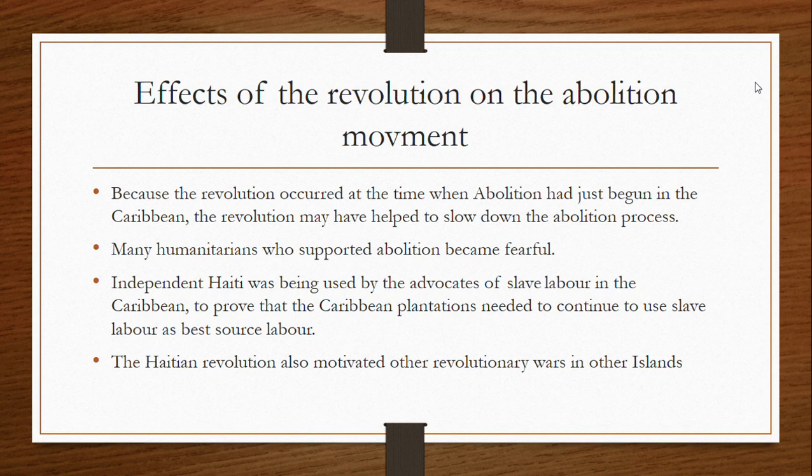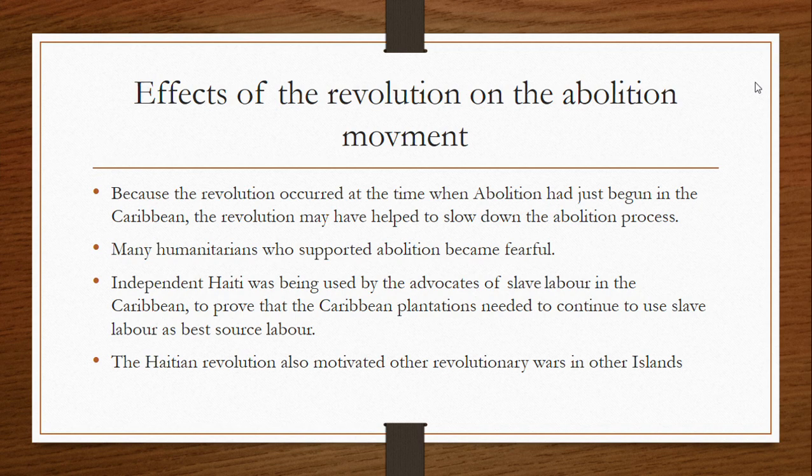Independent Haiti was used by advocates of slave labor in the Caribbean to prove that the Caribbean plantations needed to continue to use slave labor as the best source, because when Haiti no longer had slaves, their economy collapsed and the plantation society in Haiti died. And so when they were arguing as to why they should keep slavery, they used Haiti as an example to say without slaves, the plantation society will die. And without the plantation society, the colony will not be profitable to the mother countries.